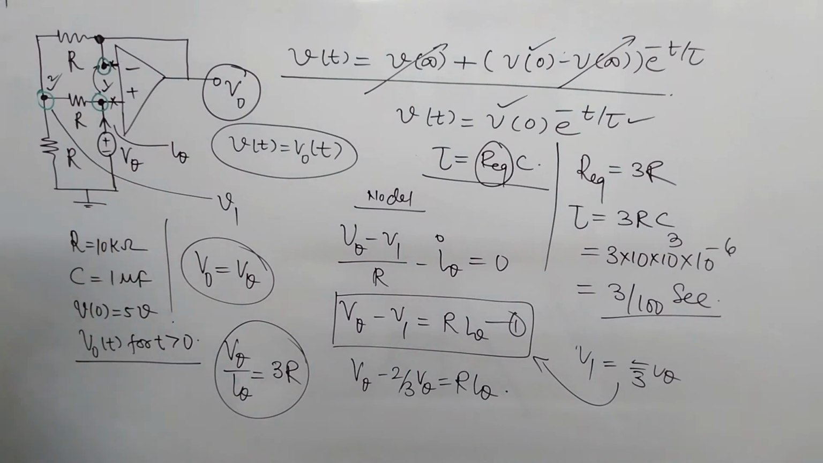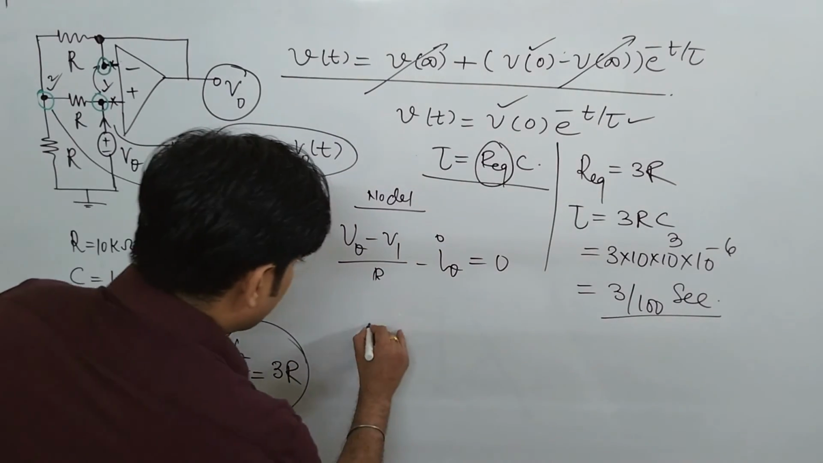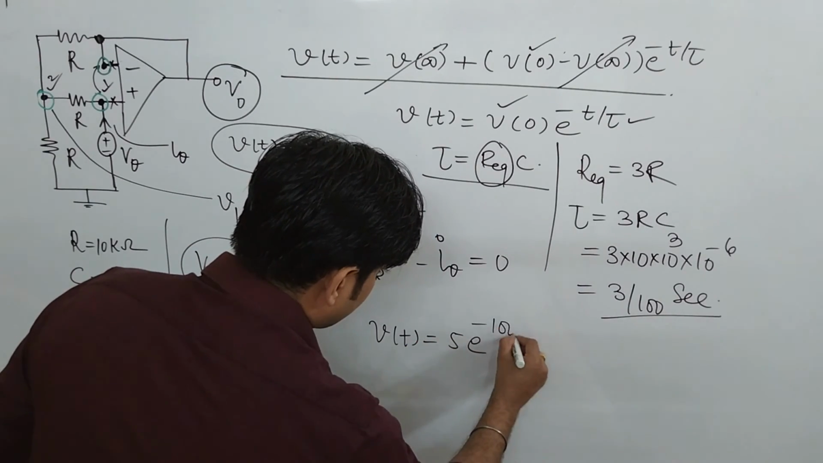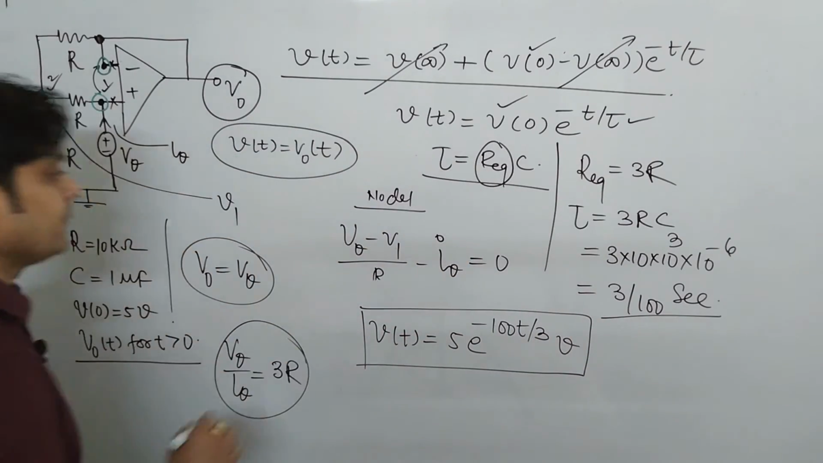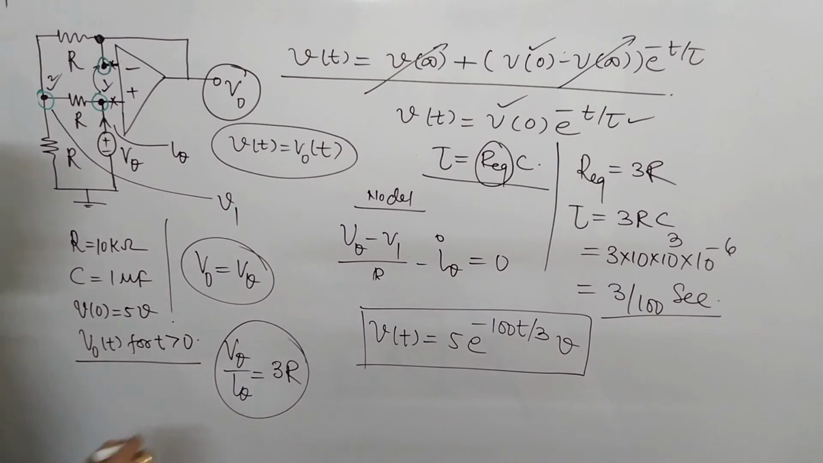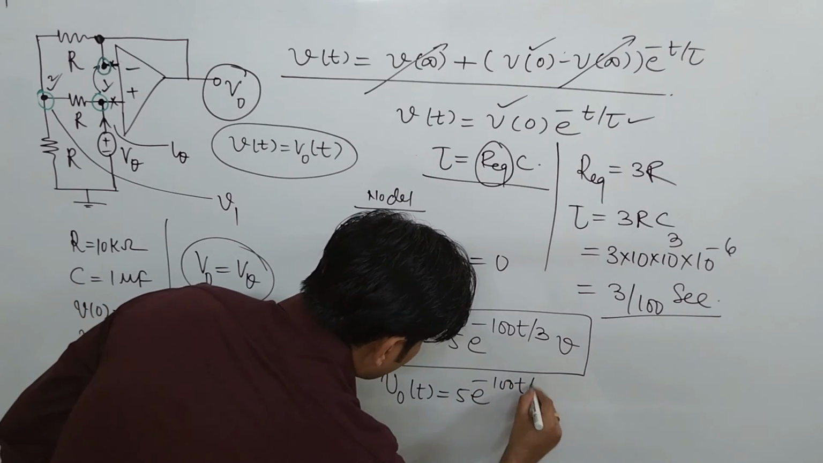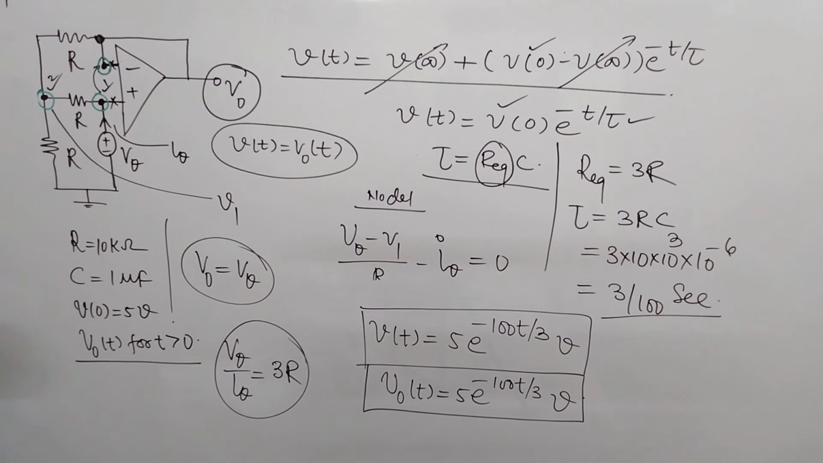Once you know the value of tau, what is Vt? Your voltage Vt is 5 e to the power minus 100t by 3 volts. This is the value of voltage Vt. And once you know the value of Vt, that will become your V0t by the concept of virtual ground. So in this manner you find the value of V0t also. So this is your first problem in which we have seen how the concept is applicable.